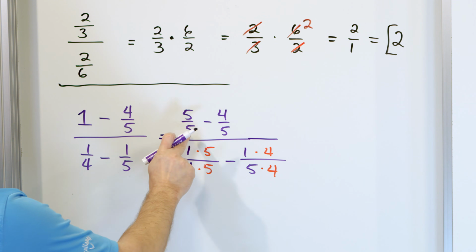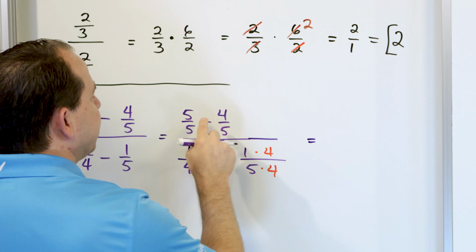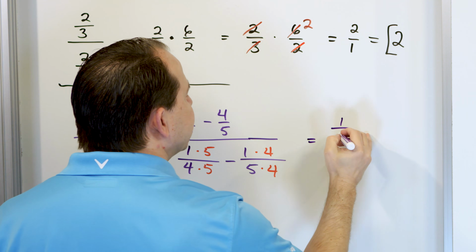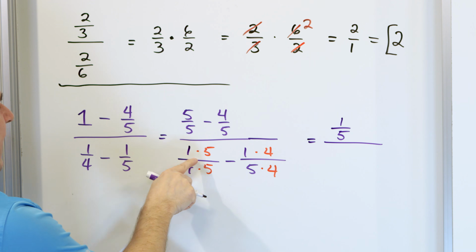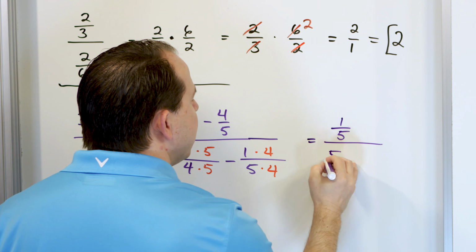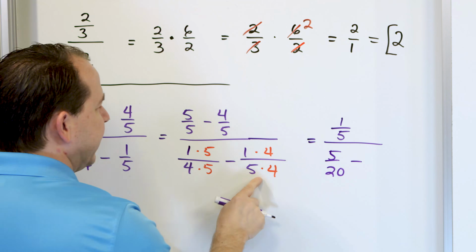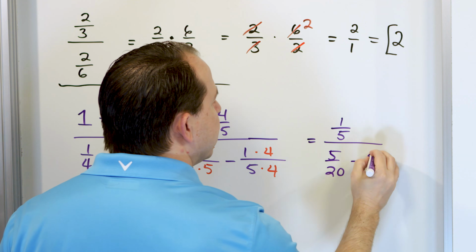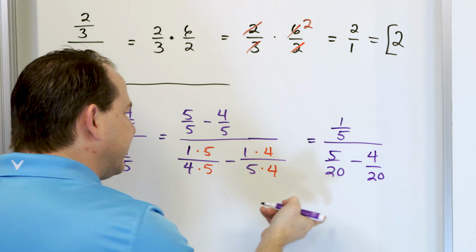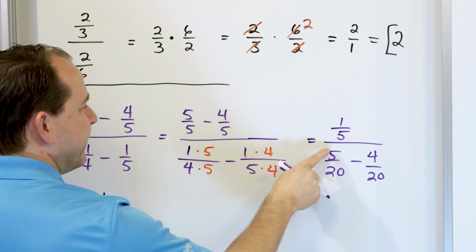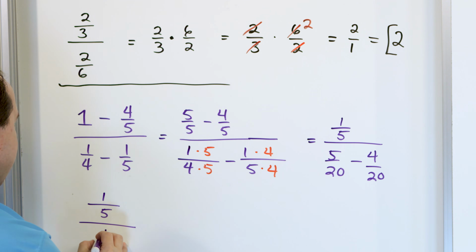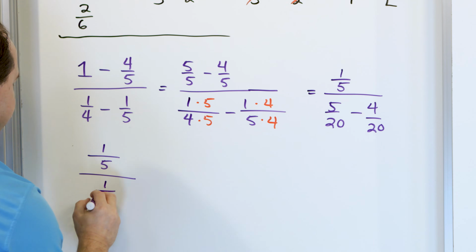Now on the top, we have a common denominator, so we just subtract 5 minus 4 is 1. The common denominator was 5. And in the bottom, what we're going to have, this will be 5/20ths, subtracting 4/20ths. In the next step, let's go ahead and do the subtraction. So on the top, we have 1/5. On the bottom, we have 5 minus 4 is 1, and the common denominator was 20ths.